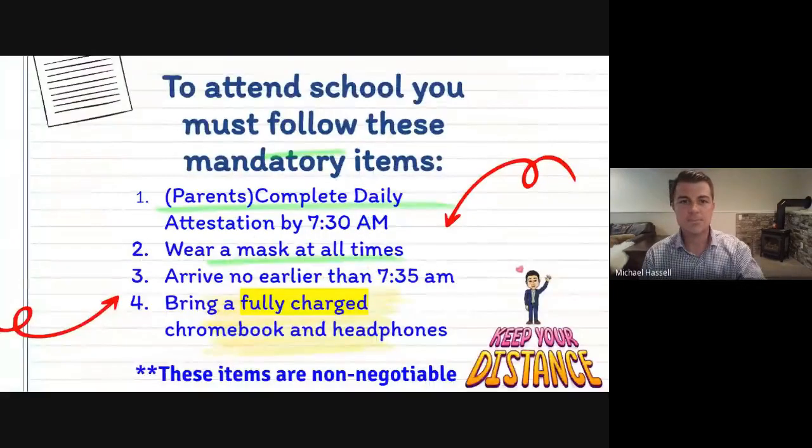So arrival and dismissal. Here are the 4 main items that students need to do in order to get into the school. So the parents need to complete their daily form, their COVID form, by 7:30 every single morning.